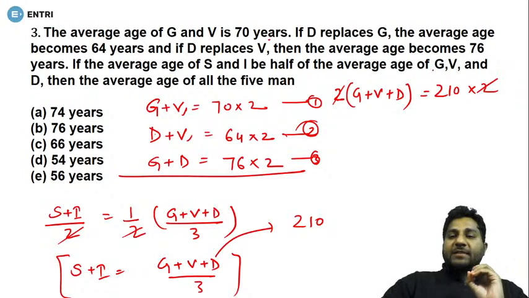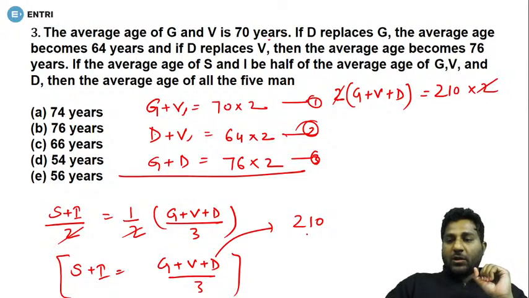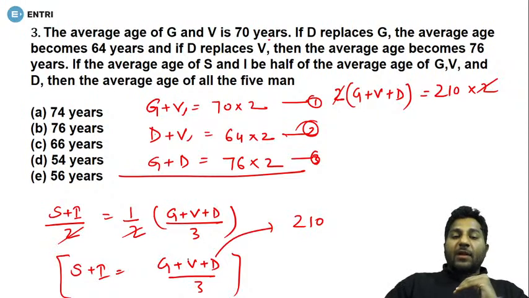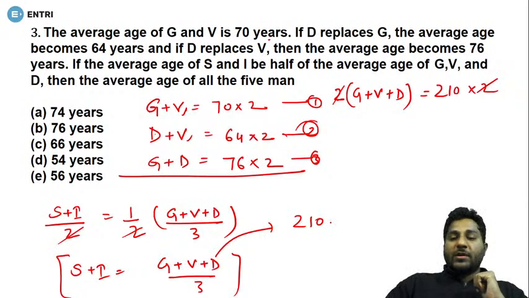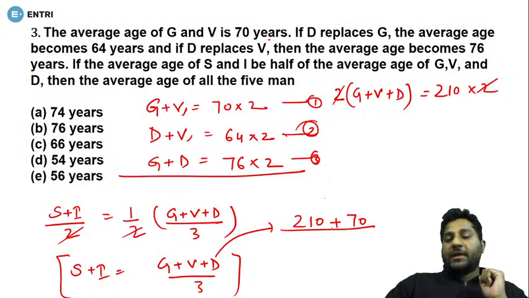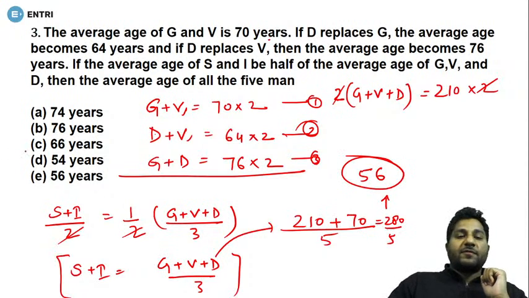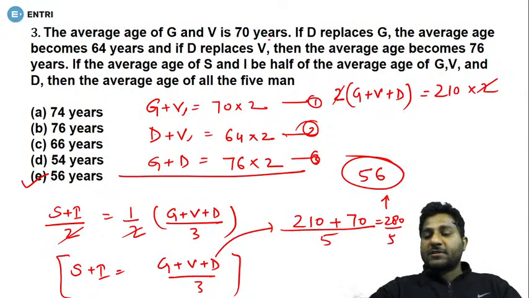So they are asking, then find the average age of all the 5 men. We have to make sure that if we add the values of all the 5 members, we have to divide it by 5. How are we going to do that? First, we know that the value of GVD is 210, while the value of S and I will be 70. That makes it 280. So 280 divided by 5, 5 5s are 25, 5 6s are 30. That means 56. So E will be the correct answer, Sandeep.